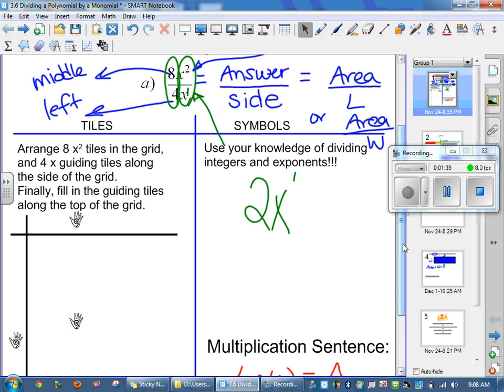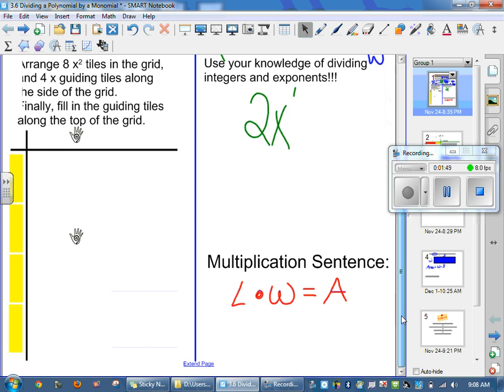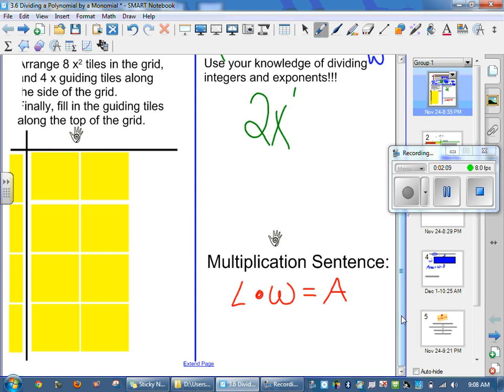If I look at these, I've got 4x. So I'm going to have 4 long skinny ones along the side here. There's my 4 long skinny x's. Now in the middle, what did it say I had? I had 8x squared. That means I've got 8 big boxes. Everybody draw that part, please. Draw your 4 sticks on the left. Remember the way we draw them: we make our line and we go, there's 1, there's 2, there's 3, there's 4. We make our 4 sticks.